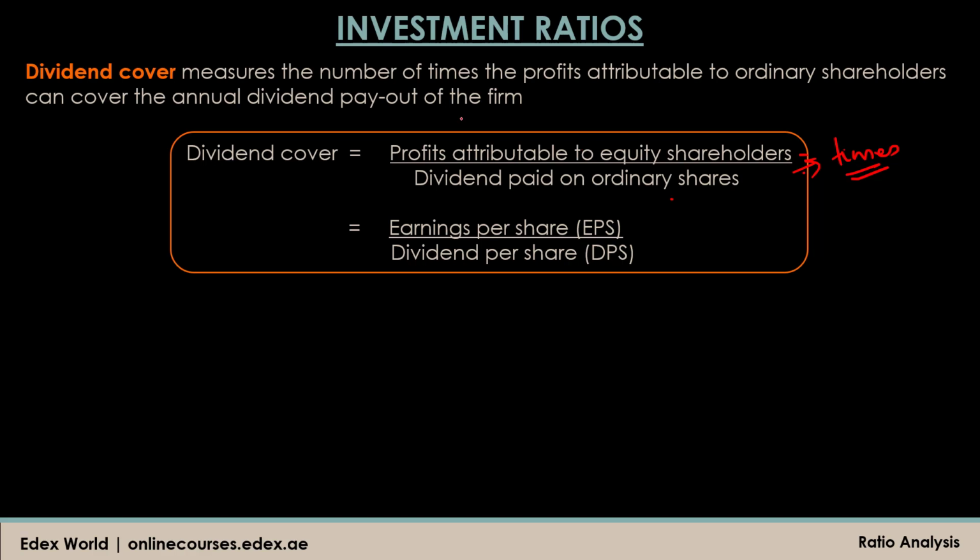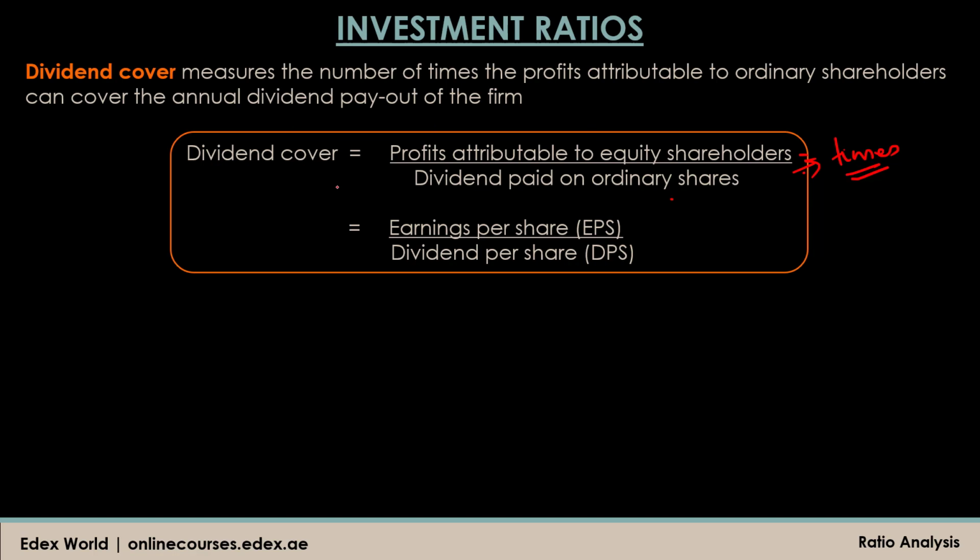So in that case, the shareholders may be cautious, and if a shareholder is very specific about receiving certain dividend yield, then they may want to avoid investment in a firm with a lower dividend cover, and they want to make sure that the firm is really comfortable in paying its dividend at present and in future.